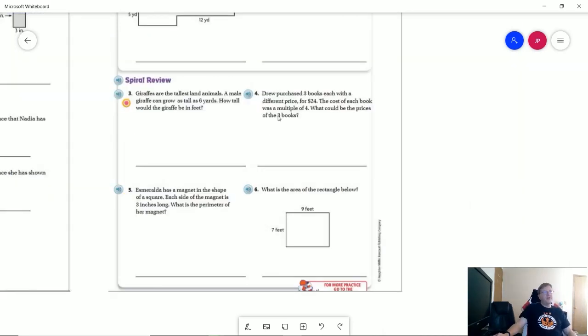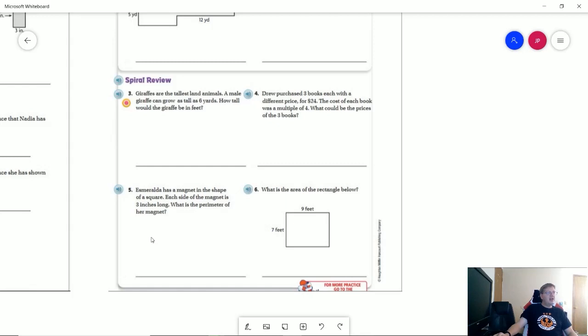Okay, so for number 4, if you're doing this problem, if we purchase 3 books, each with a different price for a total of $24, but the cost of each book has to be a multiple of 4. So think about what multiples of 4 you could add together that would be different from each other, that when you add them together, you get a total of 24.